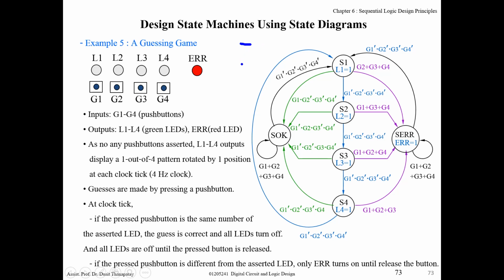1 bit can represent up to 2 states, right? 2 bits can represent up to 4 states. So it's not enough. It needs at least 3 bits to represent up to 8 states. And if you observe S1, S2, S3, S4, it changed secondary. So you may assign Gray code for this sequence.